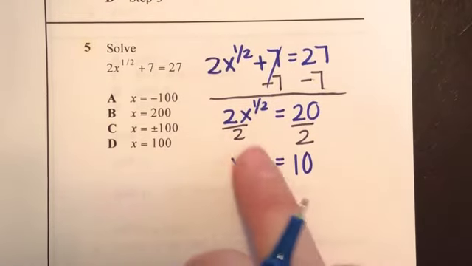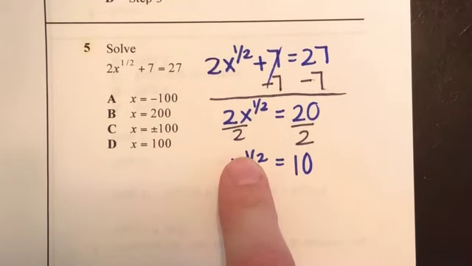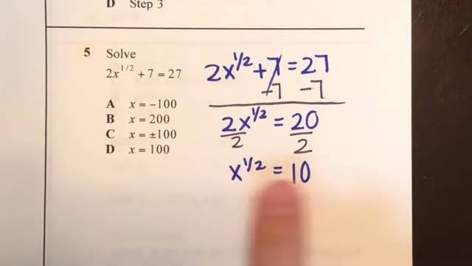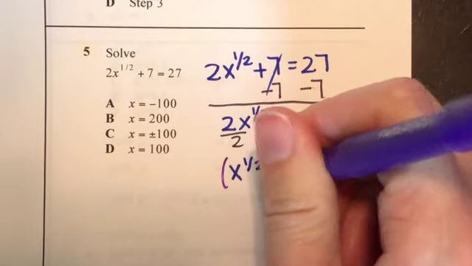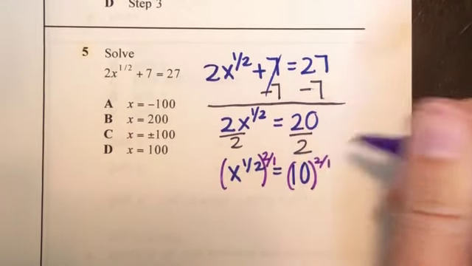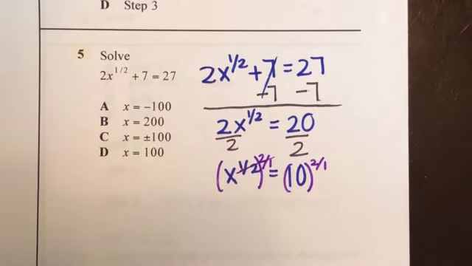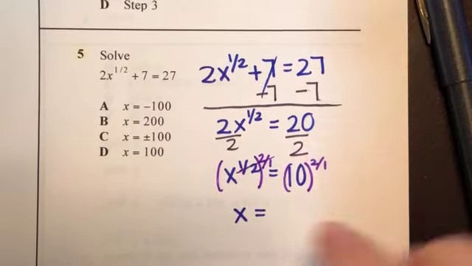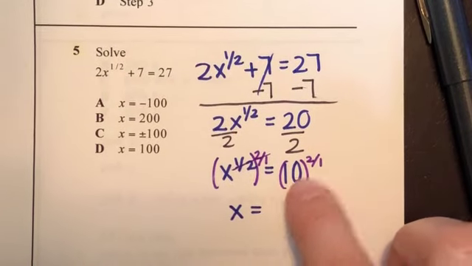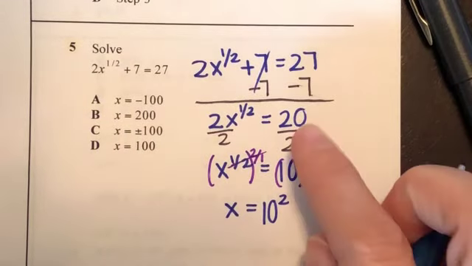So now I'm almost done. I just need to get rid of the 1/2 power. Anytime we want to get rid of an exponent that is a fraction, you are just going to raise both sides to the reciprocal of that fraction. So it's going to be 2 over 1 raised to both sides. So this is going to cancel out, and we're just going to get x equals 10 to the 2 over 1 power, but let's just make sure we understand that just means 10 squared because 2 over 1 is 2.